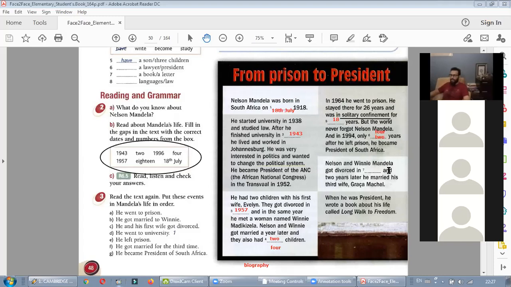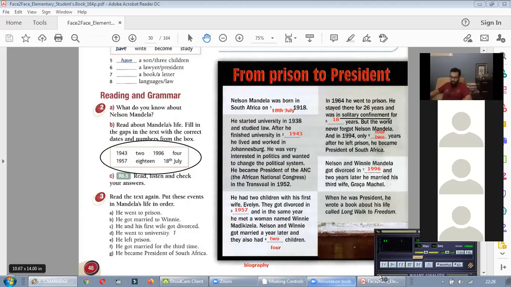So it says here Nelson and Winnie got divorced. In which year did they get divorced? 1996. Yeah, 1996. Do you think she's a smart woman to divorce him after he became president? Do you think that's a good idea? No, it's a bad idea, I think. Because now he's president, even if he's not a nice guy, I think she should stay, right? I don't know, it's just an opinion. Okay, so let's listen to the story. Let's check if your guesses are right. I think most of them are, but let's see.